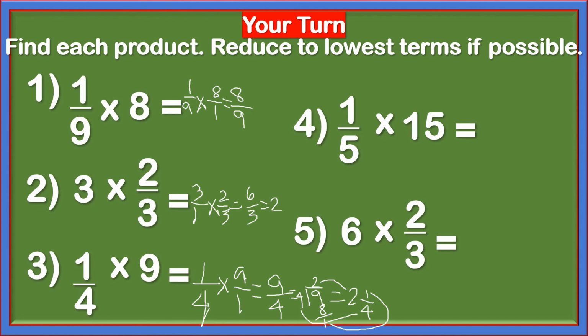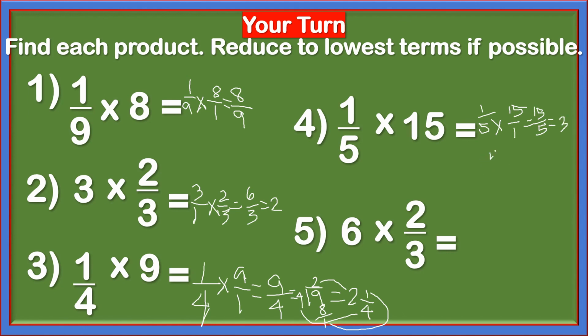Okay. 1/5 times 15 over 1 equals 15 over 5. 1 times 15 is 15. 5 times 1 is 5. So we will reduce 15 divided by 5. We will just divide this. 15 divided by 5 is 3. So the answer is 3.